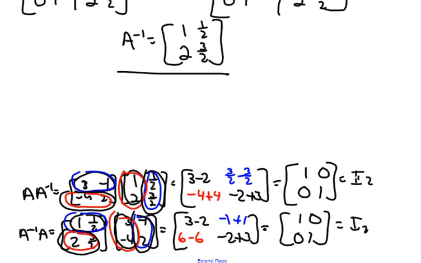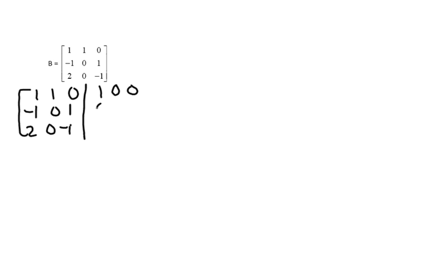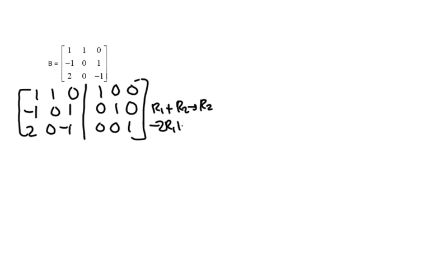All right, so let's now do this with the 3 by 3 matrix. So again, first thing I'll do is I'll write this out. Now put the 3 by 3 identity matrix. Okay. And remember, we're going to get into Gauss-Jordan form. Okay. So what am I going to do? I'm going to take R1 plus R2 is my new R2. And we're going to take -2 times R1 plus R3. And that's going to be my new row 3.